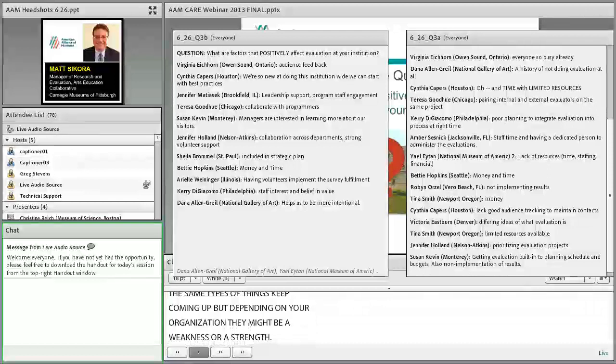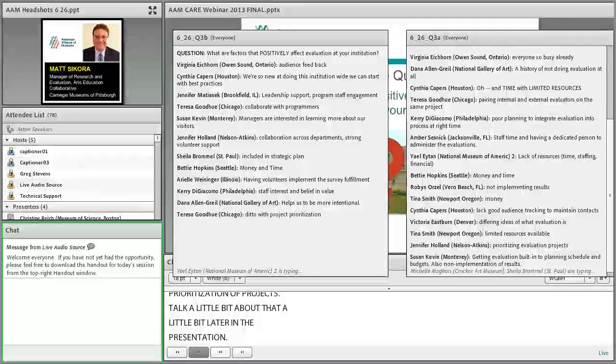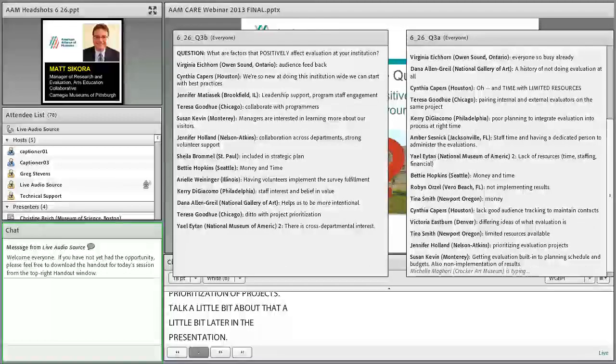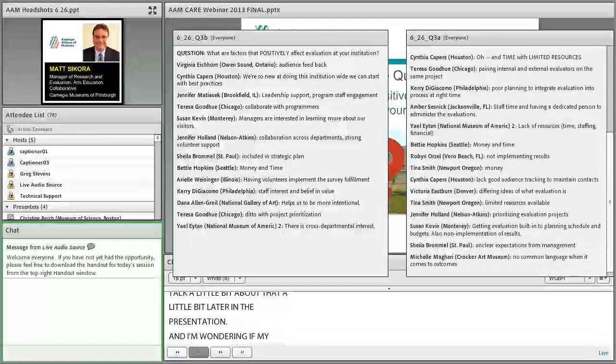One of the challenges being prioritization of projects. Talk a little bit about that a little bit later in the presentation. And I'm wondering if my co-presenters have, if anything, standing out for them as they take a look at the list.